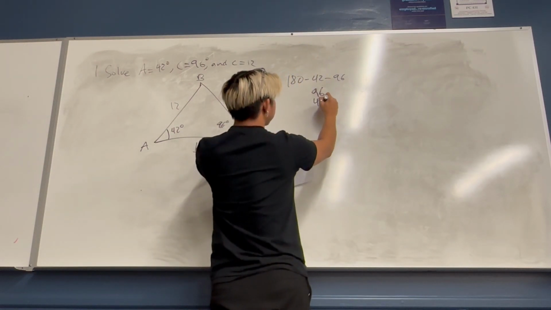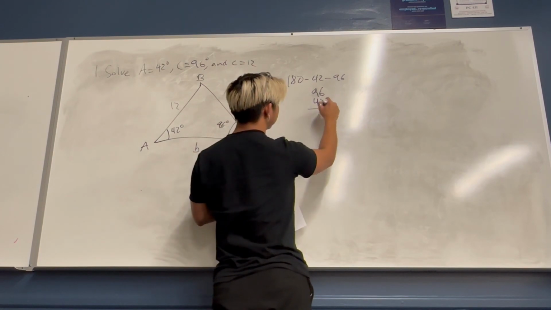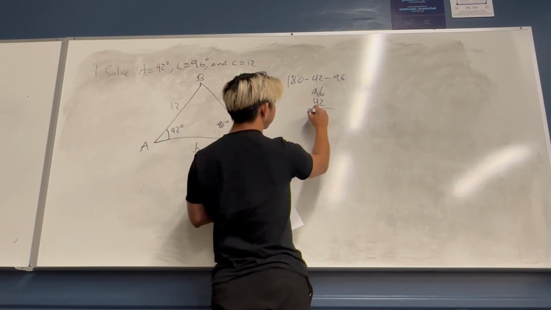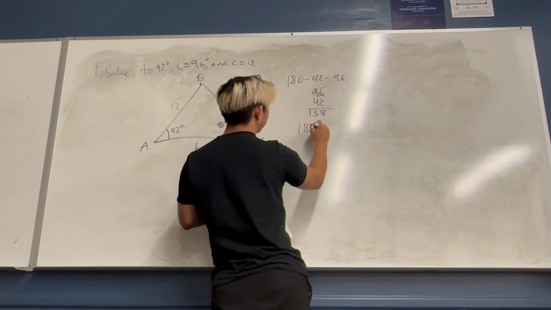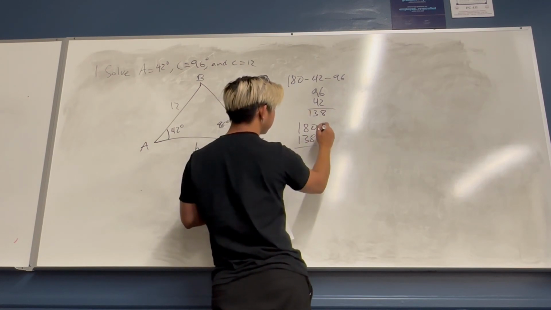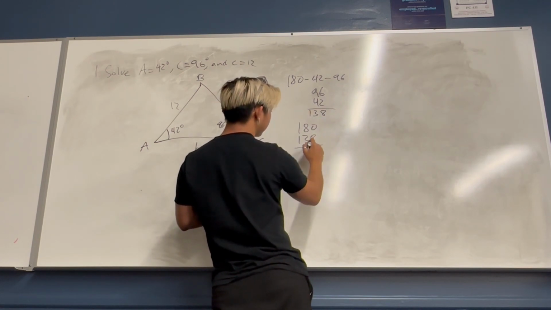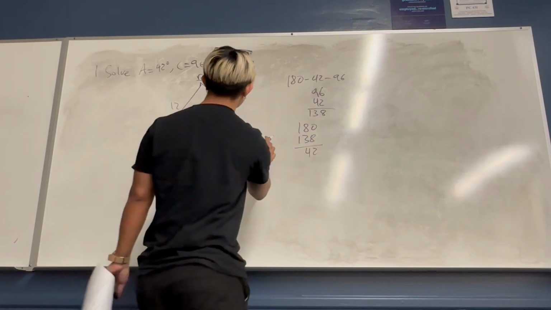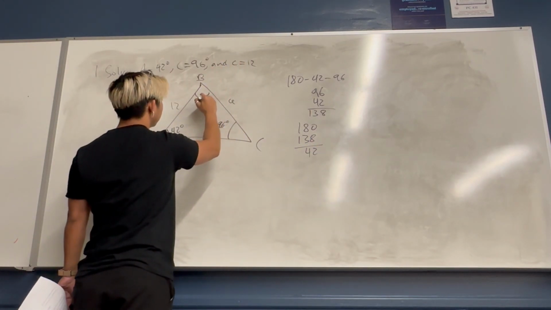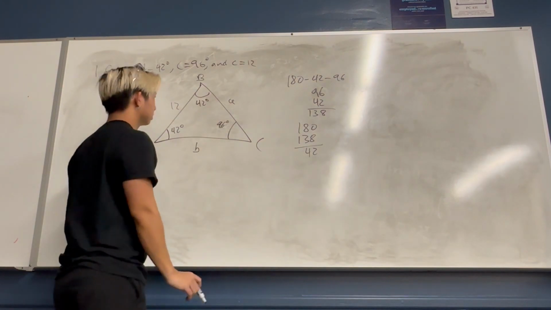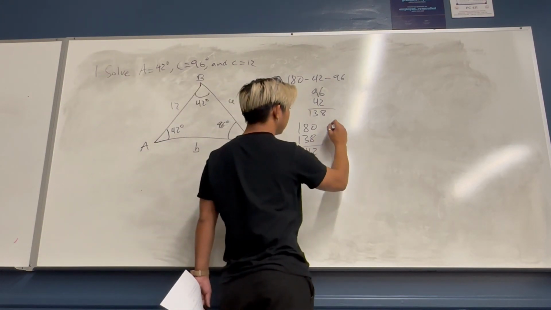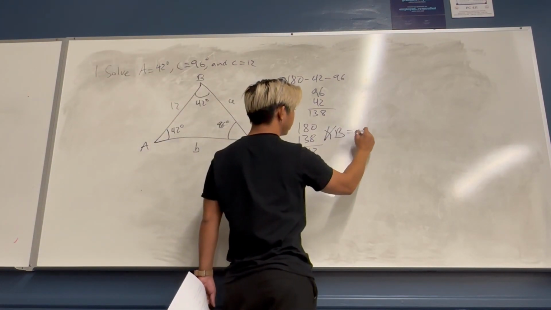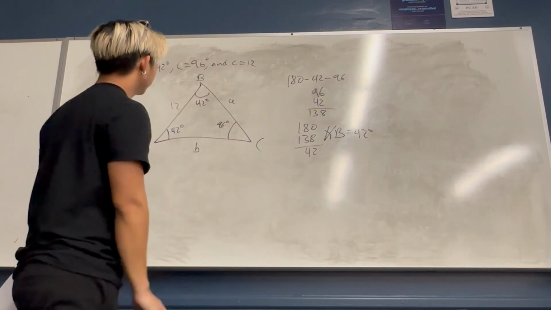So this is 96 plus 42. So this becomes 138. So 180 minus 138, this becomes 42. Angle B is 42 degrees. So write that out. Angle B is equal to 42 degrees. Okay, cool. So now what?